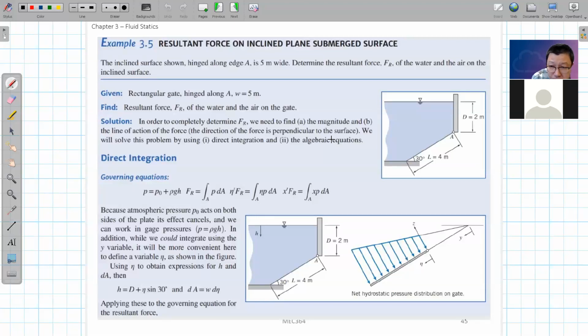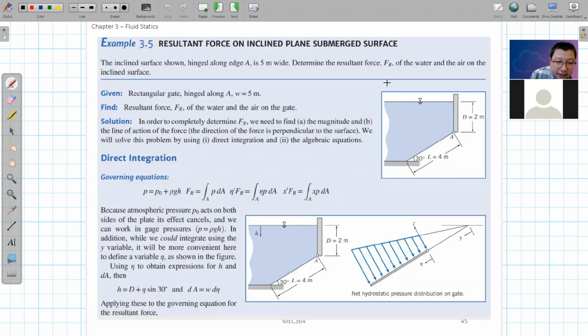For this problem, we have an inclined surface here. For this inclined surface, we know the length is 4 meters. We also know the angle is 30 degrees, and we know that the starting point is already 2 meters below the surface of this fluid. So the question is how to calculate the resultant force Fr, both the magnitude and the center of the pressure location.